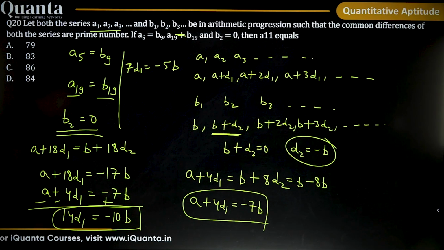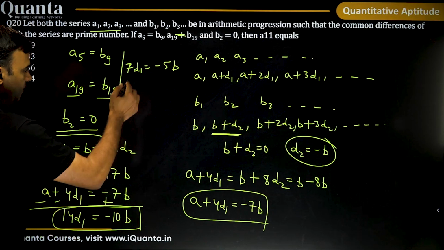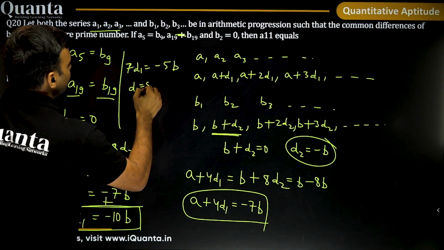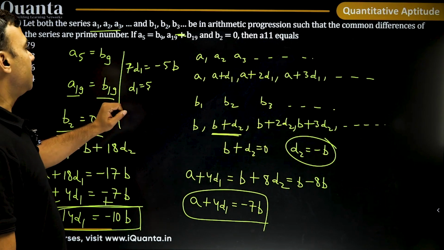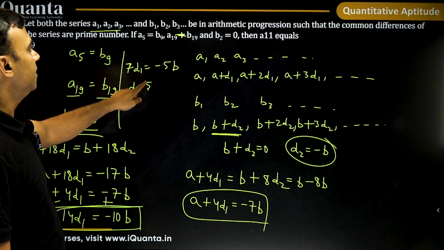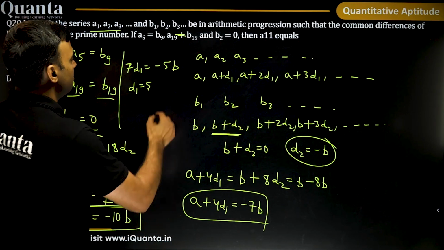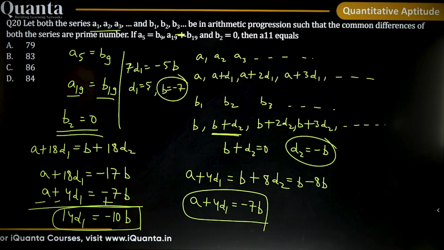Question is, what is A11 equal to? So in this case, we have 7D1 is equal to minus 5B. So I can very safely say that D1 is equal to 5. D1 cannot be minus 5 because it has to be a prime number. Both the common differences are prime numbers. So D1 is 5 and B is equal to minus 7. This is the only way this is going to be possible, isn't it?